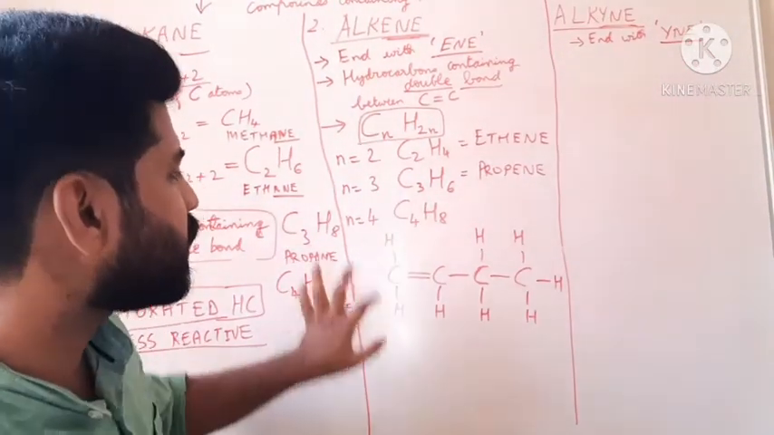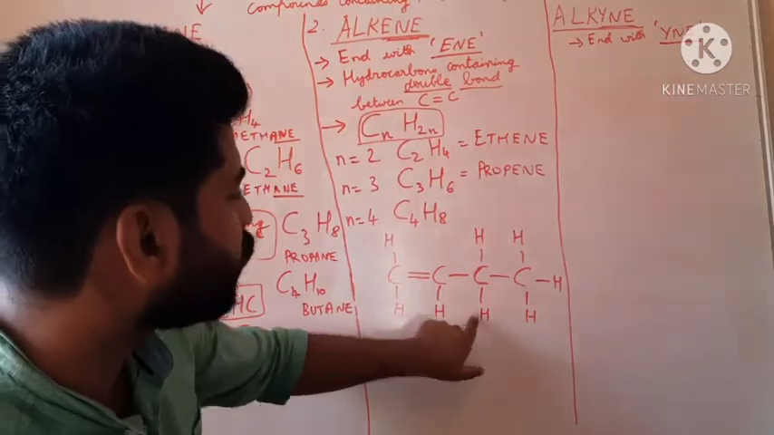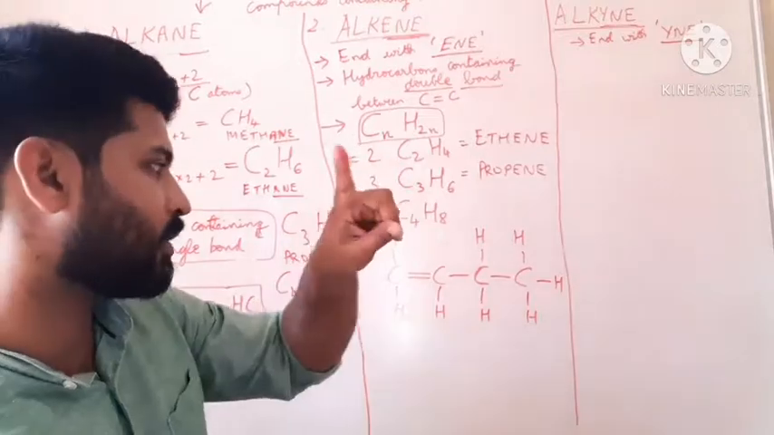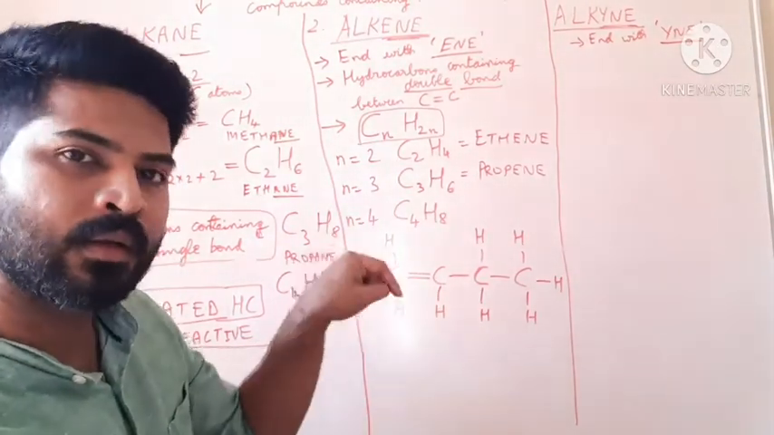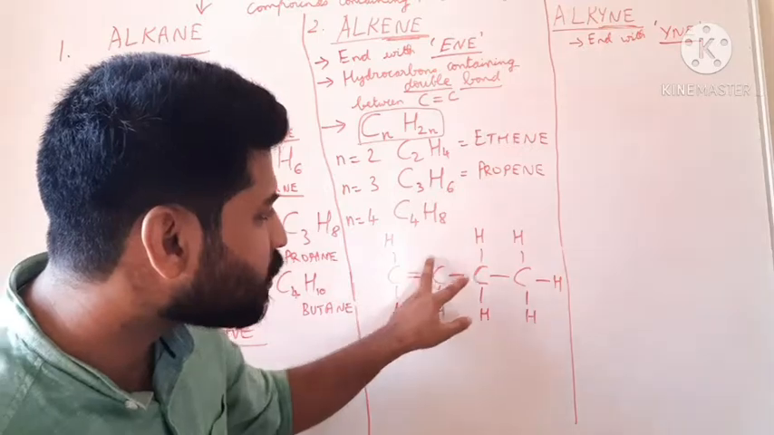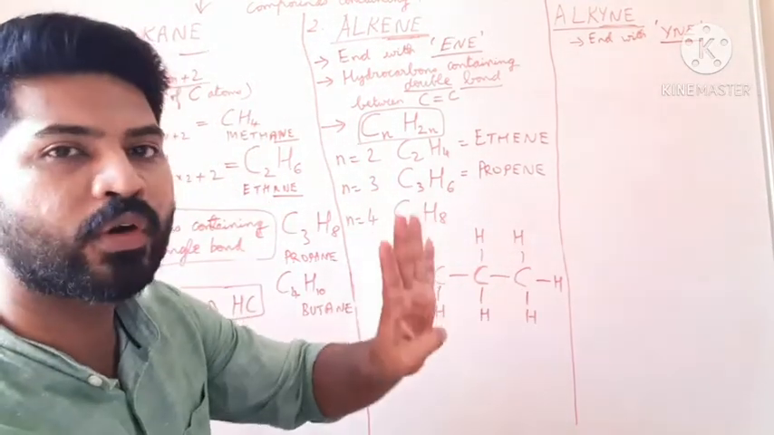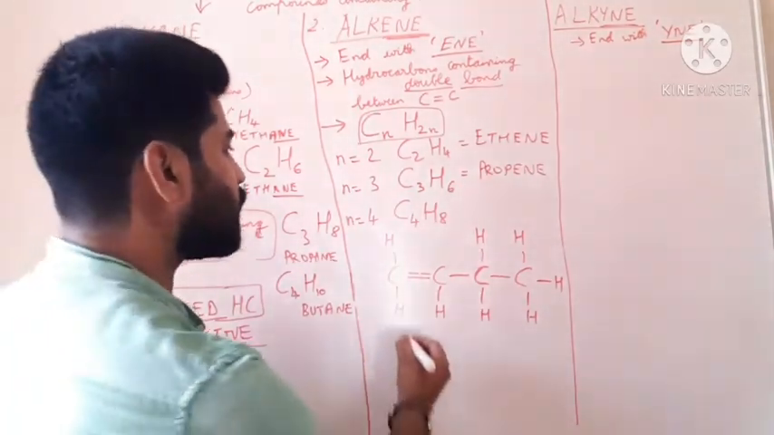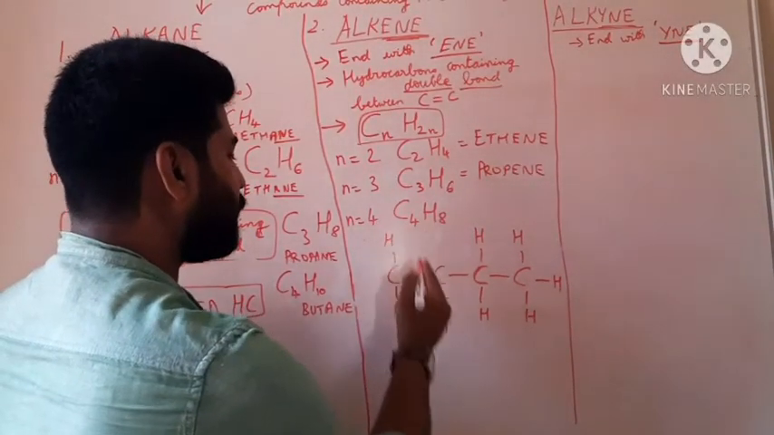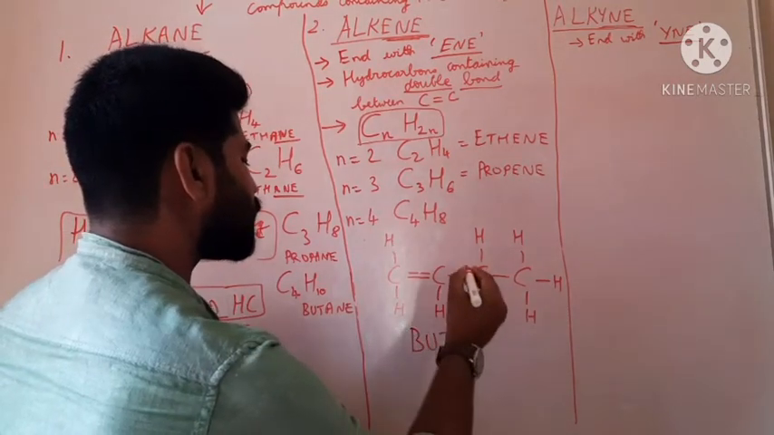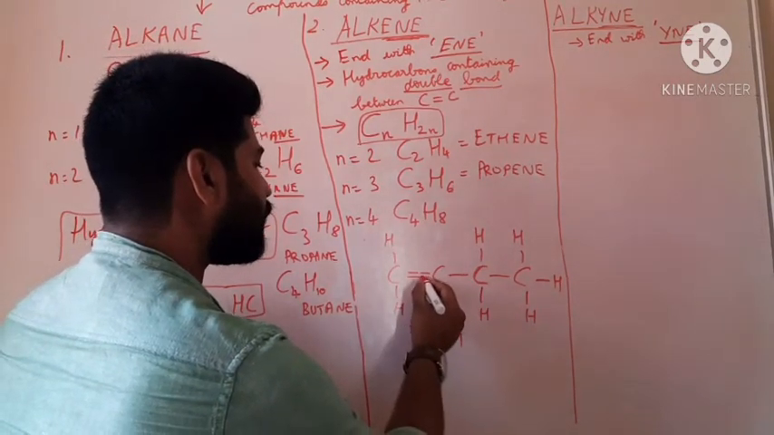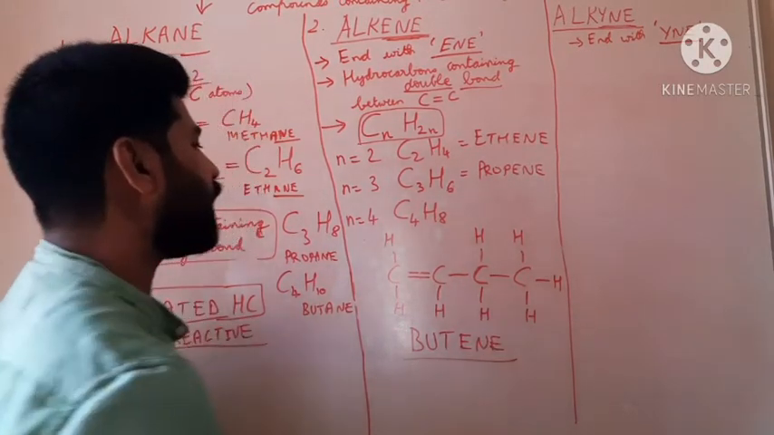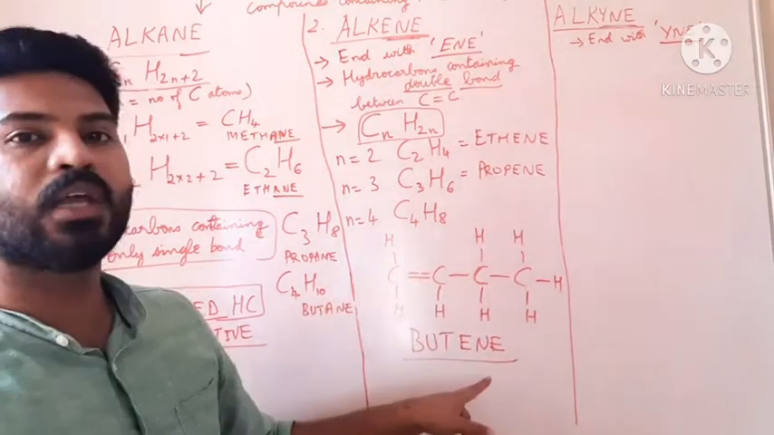So count the number of hydrogens. 1, 2, 3, 4, 5, 6, 7, 8. 8 hydrogen atoms are checked. There is a double bond, check, and the valencies of carbon is also 4 everywhere. So the structure is correct. And what is the name of the structure? Because it contains 4 carbons, the name starts with but, and because it is an alkene, it will end with ene. So the name of the alkene containing 4 carbon atoms is butene.